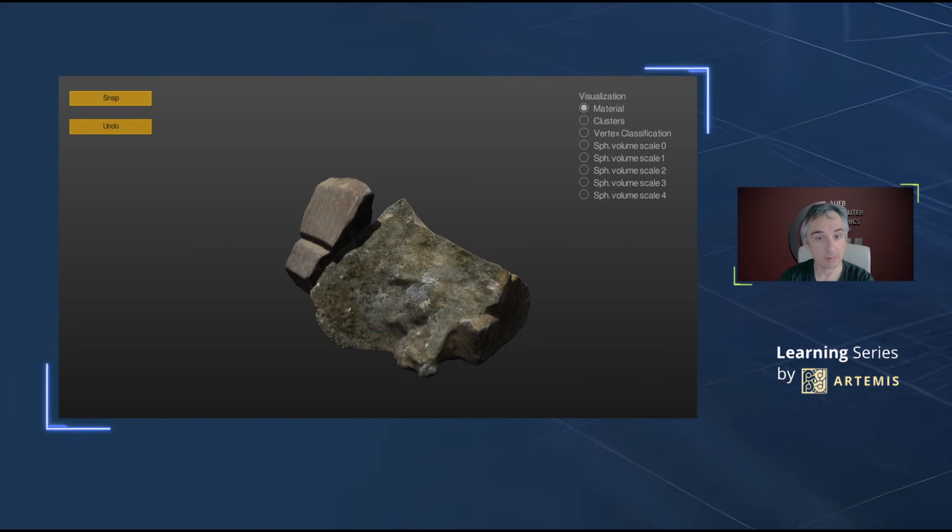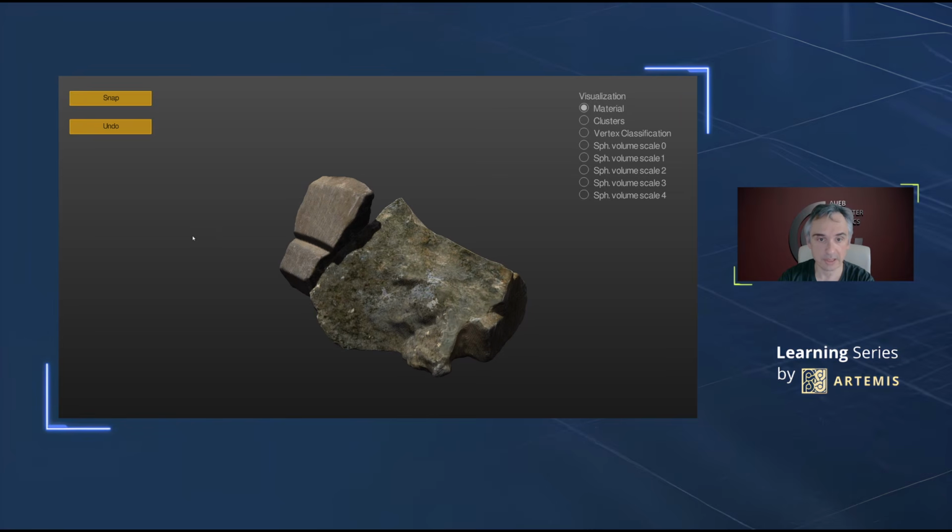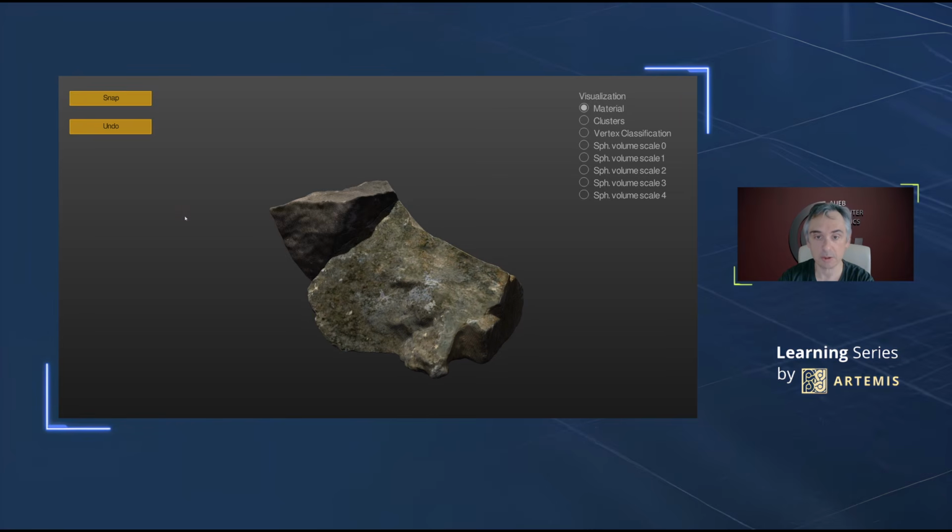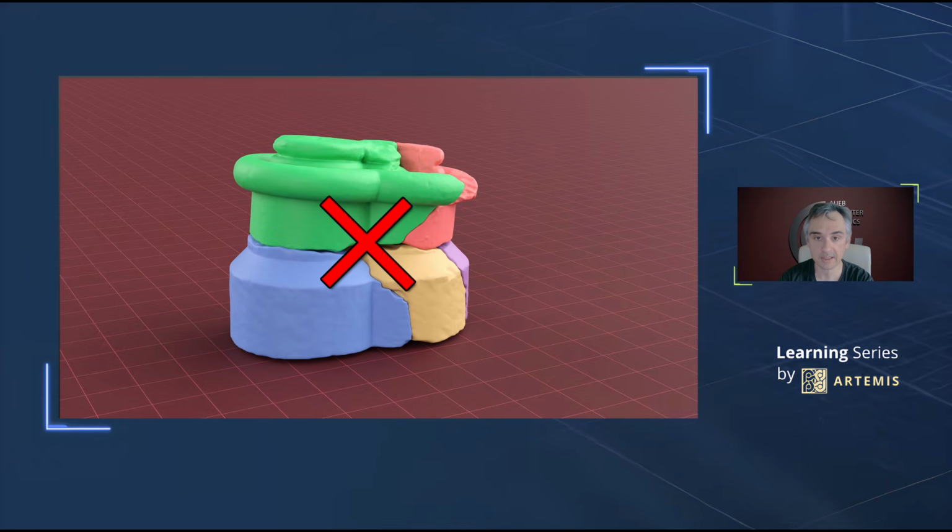In a digital twin of a restoration process, we can never go wrong. The process is by definition non-destructive, and we can always undo a failed attempt or revise a decision in the future.